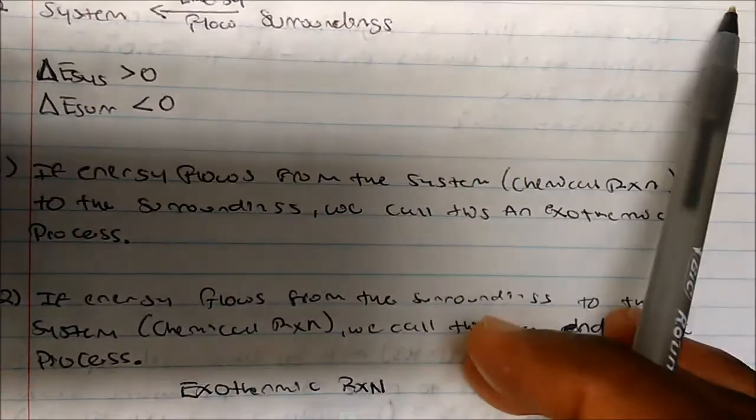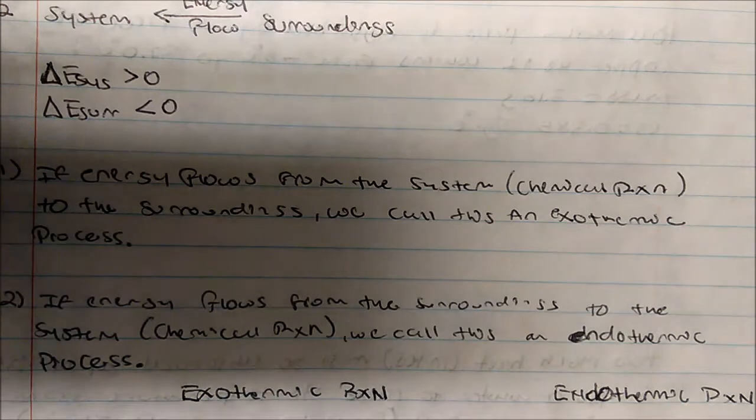Now, vice versa, if energy is flowing from the surroundings into the system, then we'll call that endothermic. So in other words, we're putting energy into the system. That word endo, you should think of that as being inside. So if we're putting energy into the system, in this case a chemical reaction, then we'll say that is endothermic.